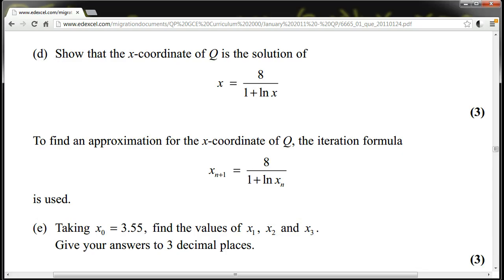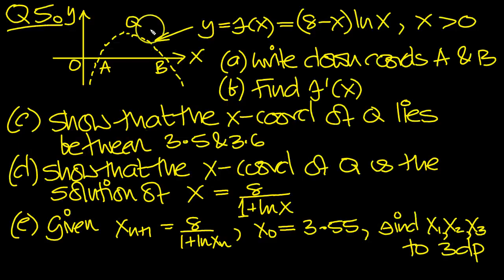So here's the question then. Summarized it here. So let's have a go at this then. Let's have a go at the first one, part A. Write down the coordinates of A and B. So here, when does this curve cut the x-axis? It's when y is 0, isn't it? So when does this equal 0?